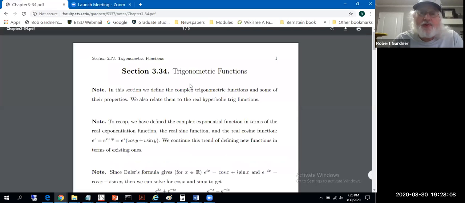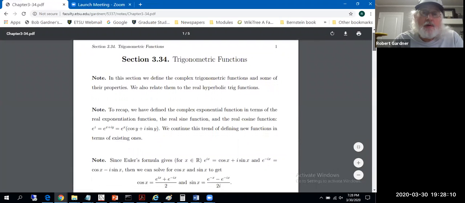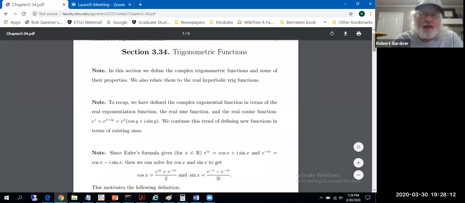Okay, let's look into trig functions of a complex variable. Section 334. So we haven't actually defined sines and cosines as functions of a complex variable yet. So let's run through this section.